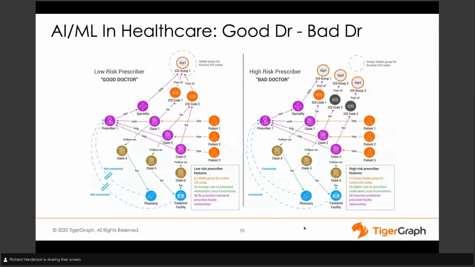That diversity didn't happen if it was a normal doctor. Normal doctors tended to prescribe the same things to the same people using the same pharmacies, whereas doctors who were doing bad things did not have that characteristic.